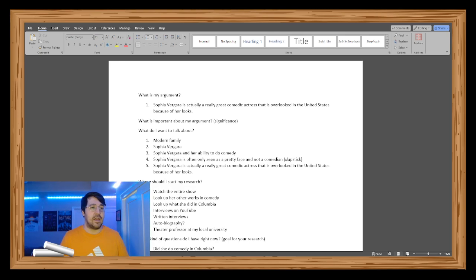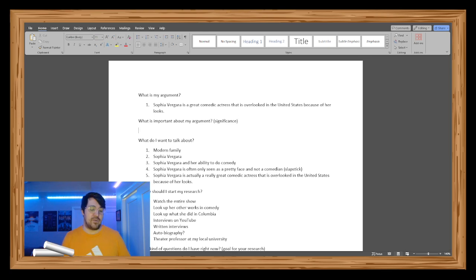Sofia Vergara is a great comedic actress that is overlooked in the United States because of her looks. Much cleaner. I don't need a lot of those adjectives to say what I'm saying. It's the same sentence without all of it. It's a lot cleaner. Sofia Vergara is a great comedic actress that is overlooked in the United States because of her looks. Sounds good. Now, here's the hard one.